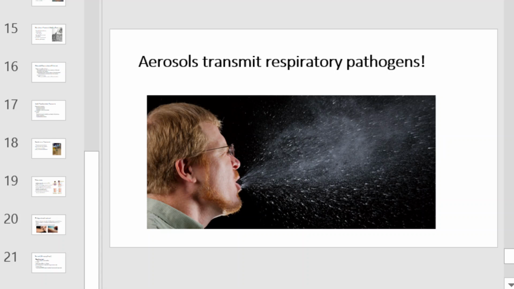This is an illustration of how aerosols can transmit respiratory pathogens. When a person sneezes, the air exits the body in excess of 100 miles an hour and can float aloft for several feet.